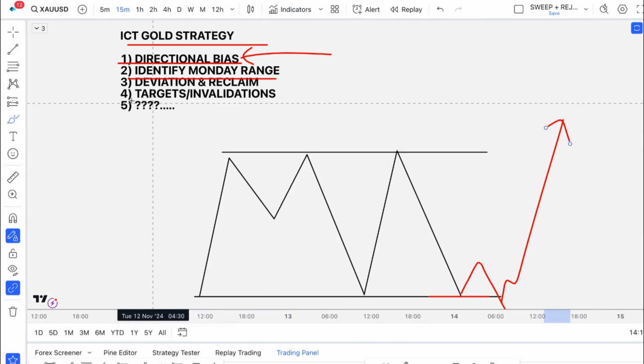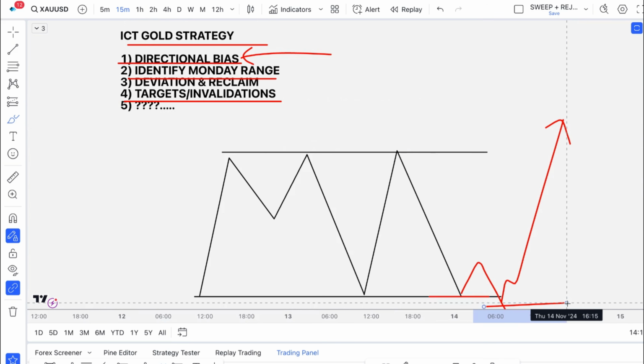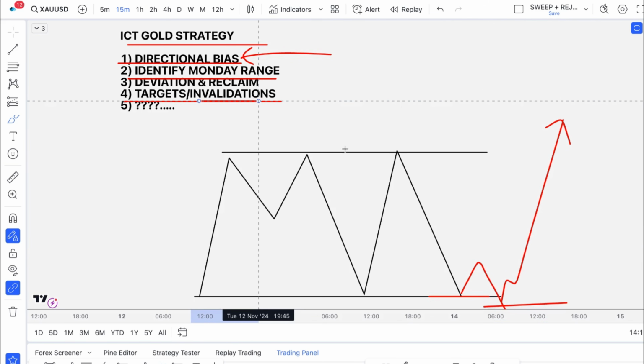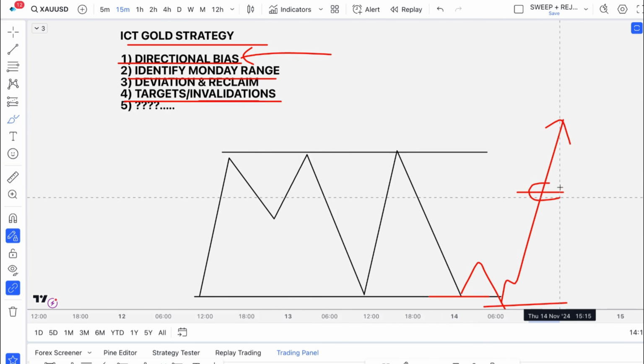In terms of targets and invalidations, it's very sensible to have an invalidation below the liquidity sweep. So once you see the deviation, once you see the liquidity sweep, and we see the reclaim back above Monday range low, we're going to have an invalidation below the liquidity sweep. Then we're simply going to look to target around a 1 to 2 risk to reward, or you can take around 80% off at a 1 to 2, and you can leave a runner which will run for the rest of the position.